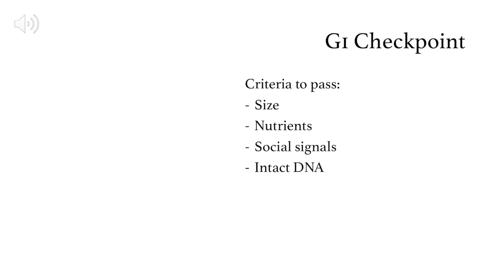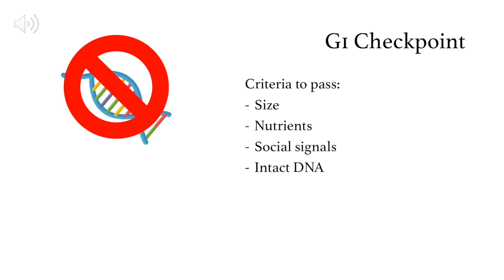These growth factors are called social signals and are a part of social control, a system that ensures cell division is what's best for the entirety of the organism. And lastly, the DNA must be undamaged. Damage in a cell's DNA at the G1 checkpoint will put cell division on pause or trigger apoptosis, an organized death of the cell.